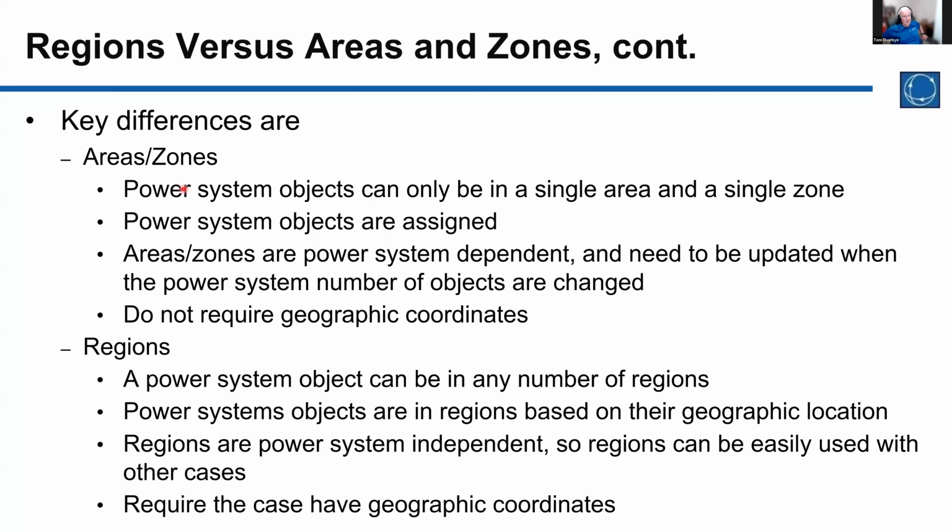With a region, a power system object can be in any number of regions. So a bus might be in Champaign County, Illinois, but it's also in the state of Illinois. And if you had a region that defined, say, the city of Champaign, it might be in that region as well. Any number that you want. Power system objects are in regions based on their geographic location. They are not assigned. This makes regions independent of the case, so they can easily be used with other cases.